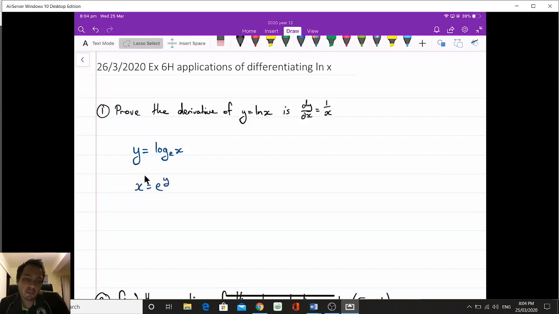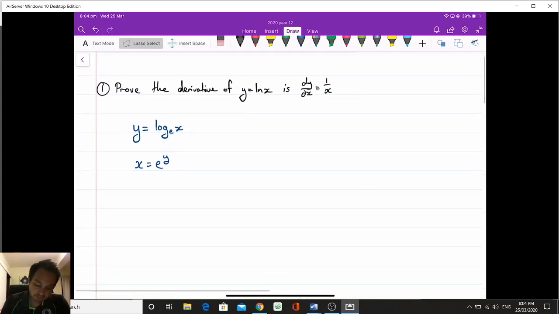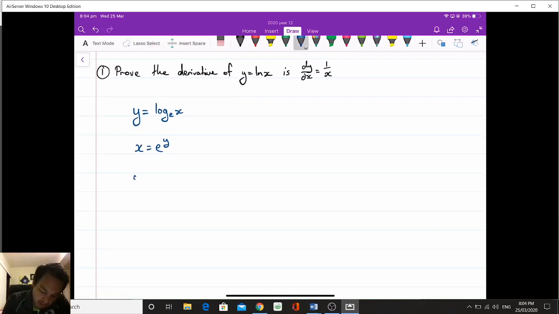However, then with doing this, we will work out what is dx dy, and then we can work out what dy dx is, because it's the reciprocal of that. So in this case here, we can differentiate x with respect to y, in which case the derivative of e to the power of y is equal to e to the power of y. Now, I know that using this in the proof is a bit circular.